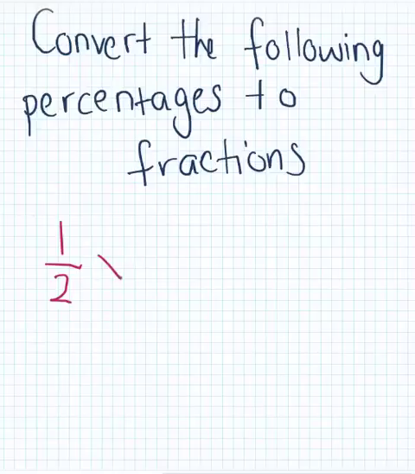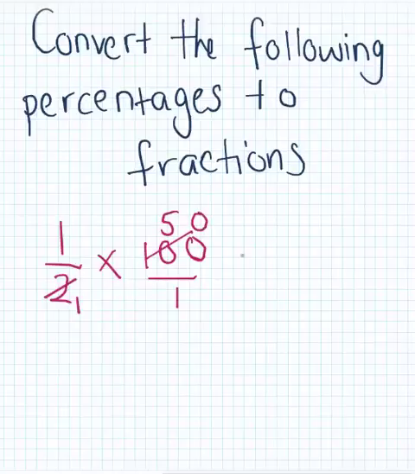So we know we times it by 100 over 1. Simplify before we multiply, divide by 2, that's 1. 100 divided by 2 is 50. And we end up with 1 times 50, which is just 50 over 1 or 50%. And we know that half of 100% will be 50%. So we could have worked it out mentally, but it's just to show some working out.